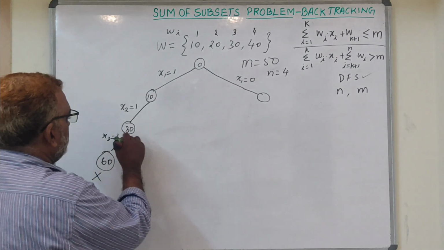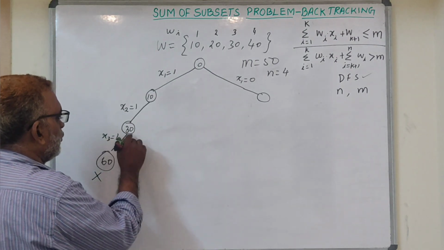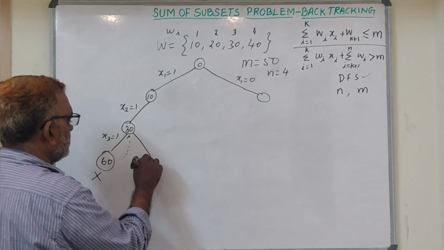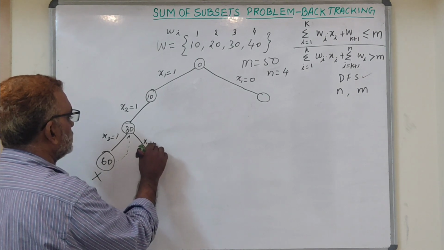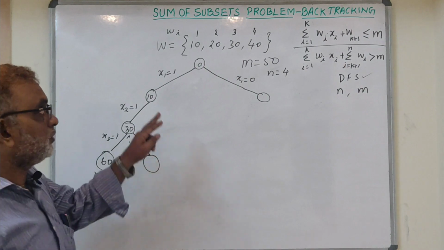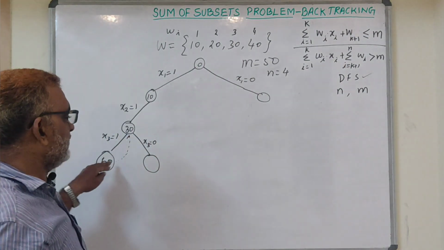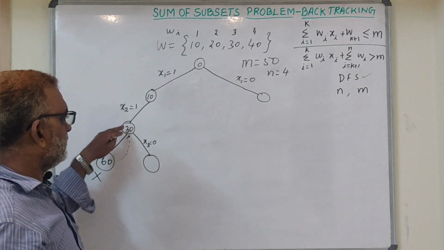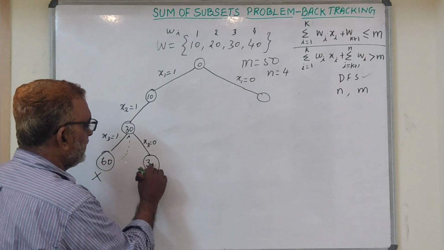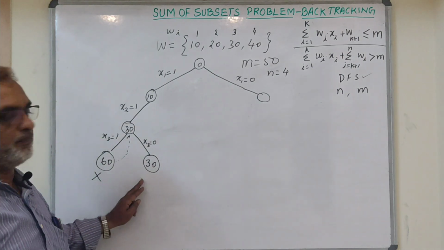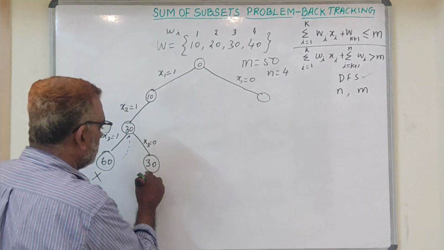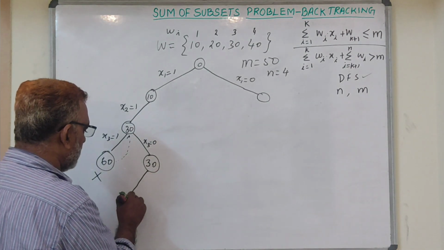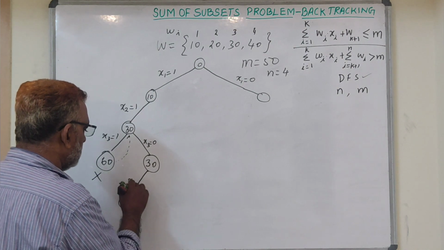What is the value here? x3 is equal to 1. Now expand the tree with x3 is equal to 0. That means you are not including the x3 value, so the previous value is considered as the resultant value. Now with this you have to proceed the tree for x4.